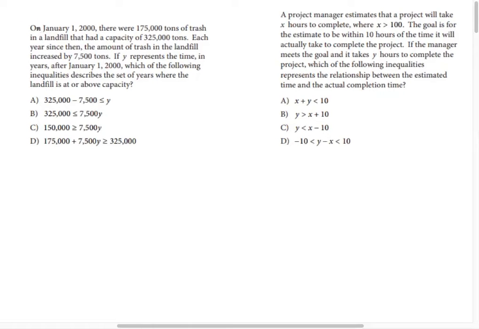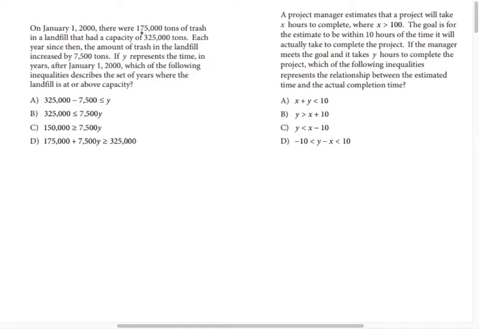So for the first one, on January 1st, 2000, there were 175,000 tons of trash in a landfill that has a capacity of 325,000 tons. Each year since then, the amount of trash in the landfill increased by 7,500 tons. If Y represents the time in years, which of the following inequalities describes the situation where the landfill is at or above capacity? So we need to think about a few things. Where is the landfill at right now? How much is it increasing by, and what is its capacity?